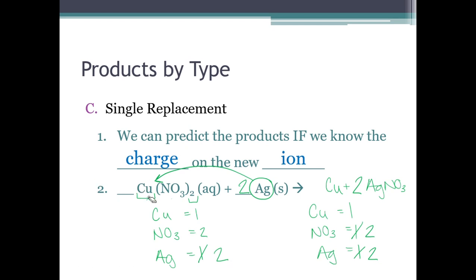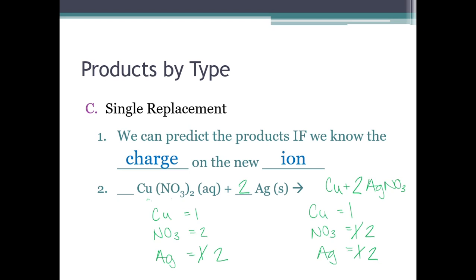So I'm cleaning this up a little bit so it's a little easier to read. There we go. 1 mole of copper 2 nitrate reacts with 2 moles of silver to produce 1 mole of copper and 2 moles of silver nitrate. We're just applying all the same rules we already know in a slightly different way. Not a whole lot new here.